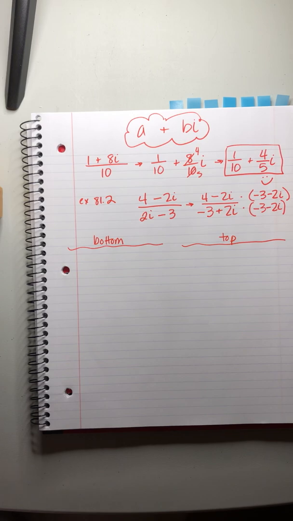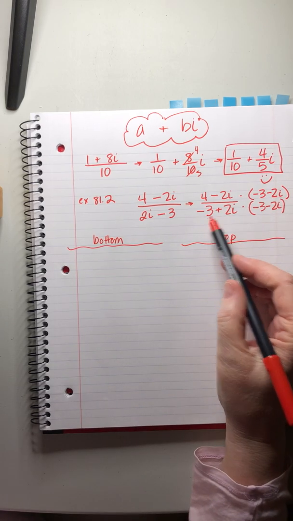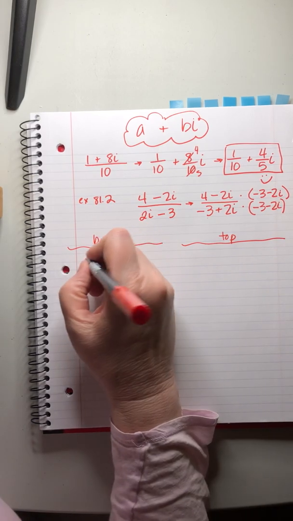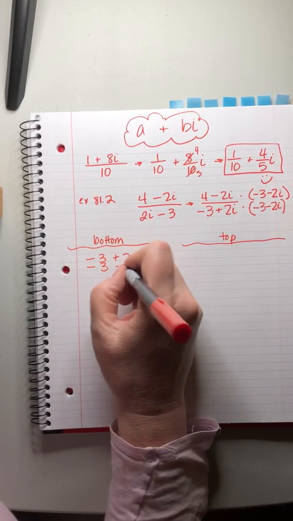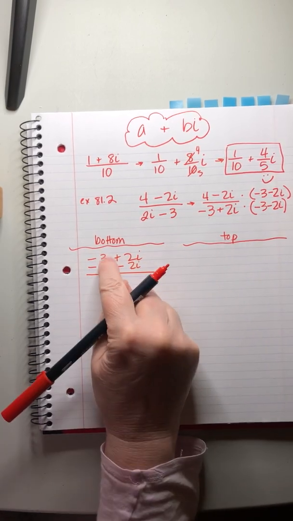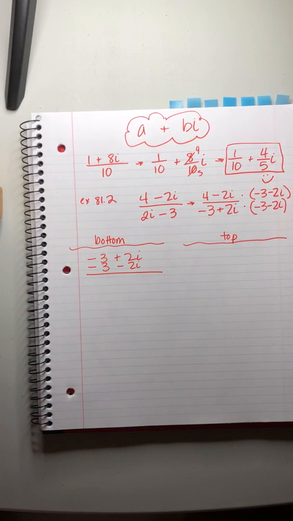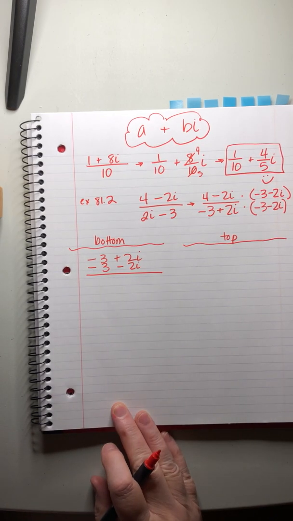So I'm going to multiply these two first and make sure they work. Minus 3 plus 2i, minus 3 minus 2i. Sometimes I like to leave a space in there so I have a little more breathing room. Sometimes I squeeze them. I want to make sure I can finish in this amount of space, so I'm squishing a little bit.